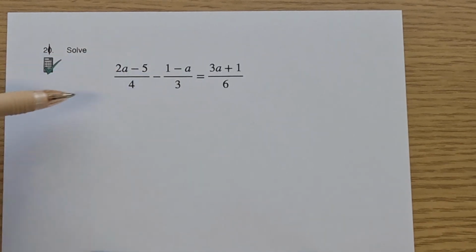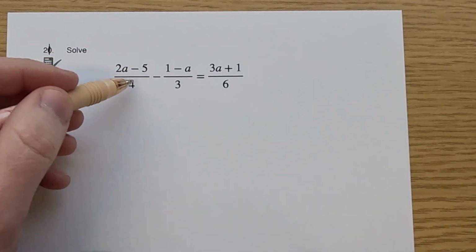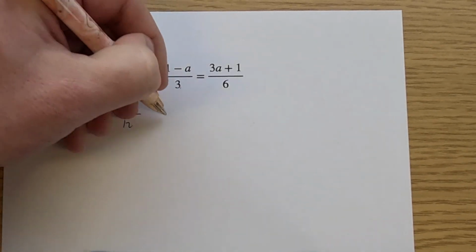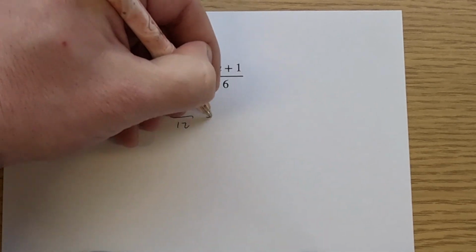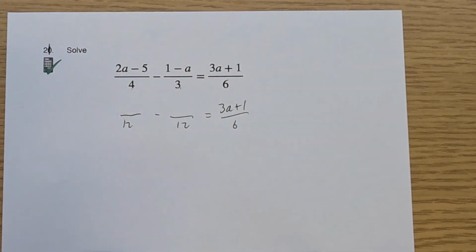So let's simplify this left-hand side. In terms of a common denominator, I'm going to go for 12 here because we've got 3 and 4. So something over 12 minus something over 12 will be equal to (3a plus 1) over 6. We're leaving that right-hand side alone for the minute.